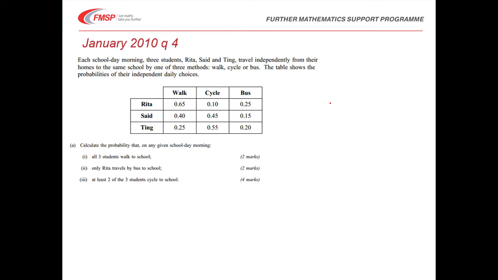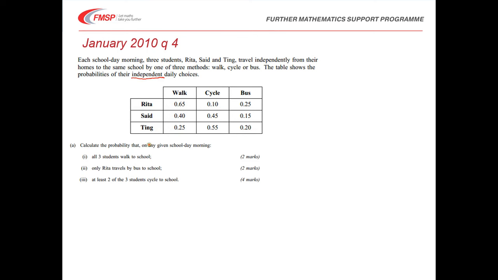Each school day morning, three students, Rita, Saeed and Ting, travel independently from home to the same school by one of three modes, either walking, cycling or bus. And the table below shows the probabilities of their independent daily choices. So they're kind of stressing the word independent here. So what one of them does is not affected by what the other students do.